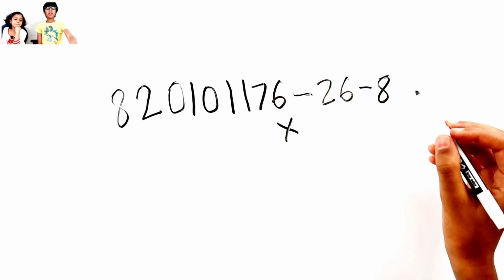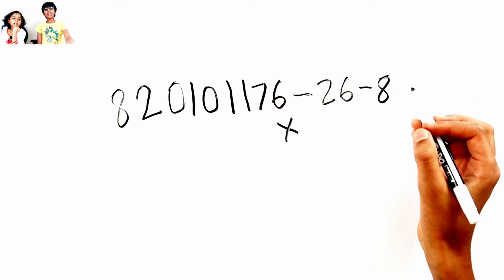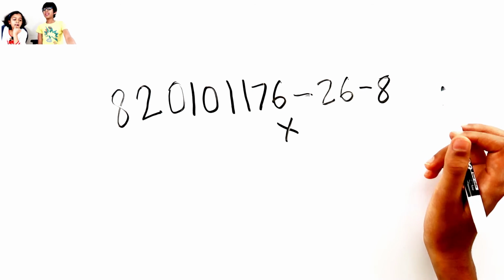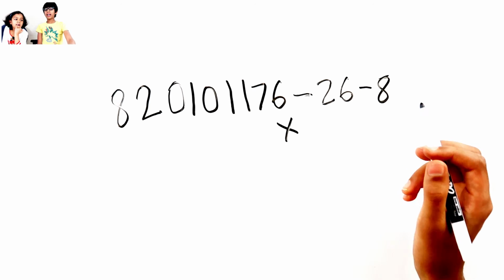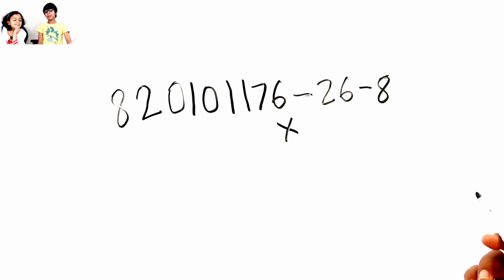If I add all these digits and add it again, if it ends with a 9, this whole number can be divided by 9. So it ends with 8, so it cannot be divided by 9.